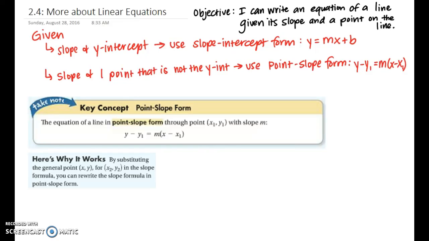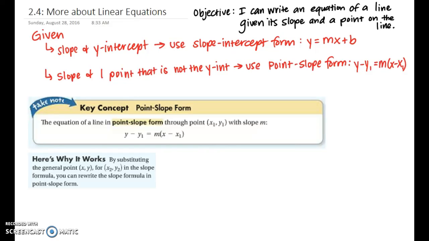Today in section 2.4, we're going to learn more about linear equations. Our objective is that we can write an equation of a line given its slope and a point on the line. Remember from the previous lesson, video 2.3, we specifically focused on slope-intercept form. And remember that when we're given the slope and the y-intercept, we can easily take the m and the b and plug that in for slope-intercept form, which is y equals mx plus b.